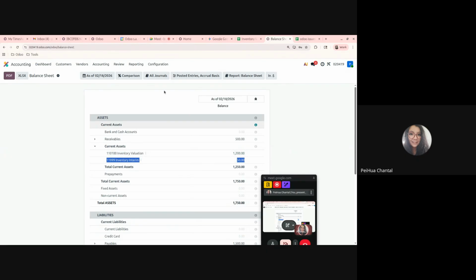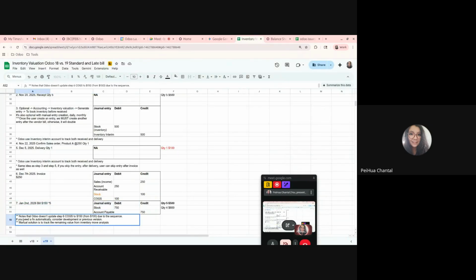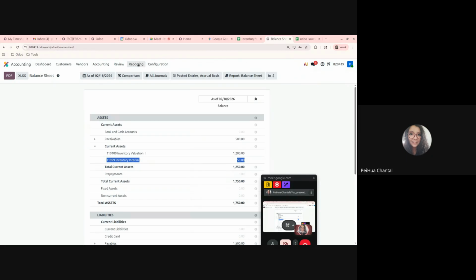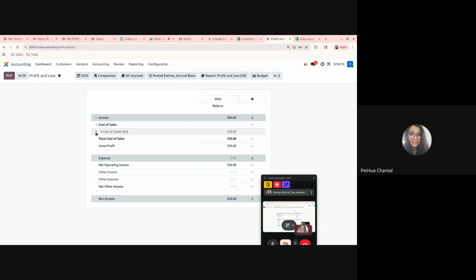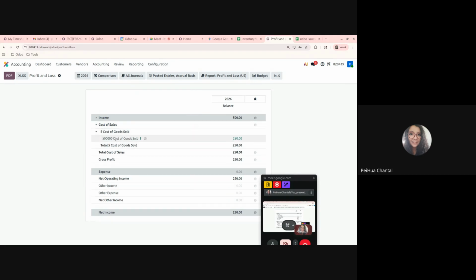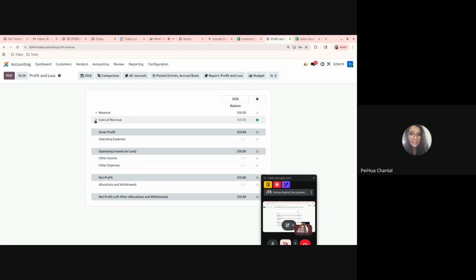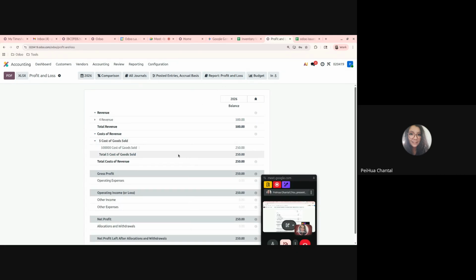In this case, your cost of goods sold is still 100 only. If you go to reporting and profit and loss, you realize that your cost of goods sold is 250, because in case one it's 150 and case two is 100. If case two is also 150, you expect to see 300. However, it's still not updating.